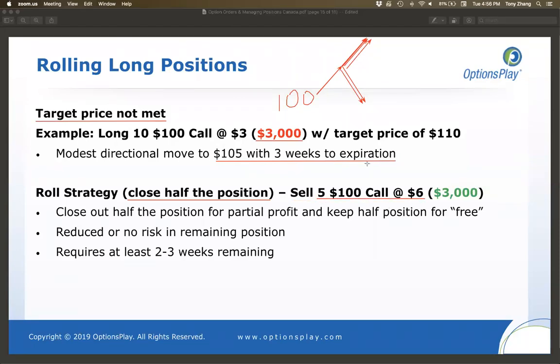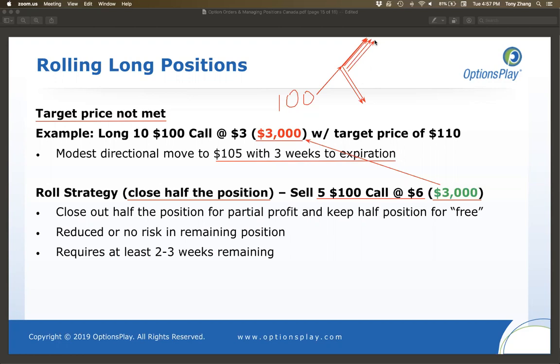Because the stock has gone in my favor, what I originally paid $3 for is now trading, let's say, for $6. So when I sell half the position off, I'm collecting $3,000, because 5 contracts at $6 per contract nets me $3,000 in credit. That reduces my risk from $3,000 down to 0 and still keeps 5 contracts on for a move higher.